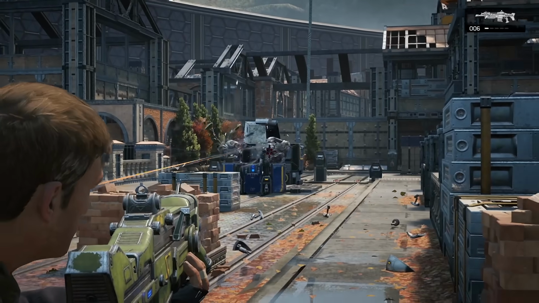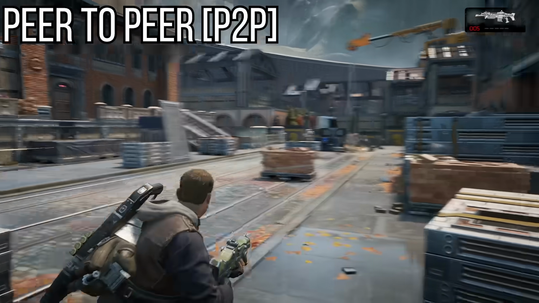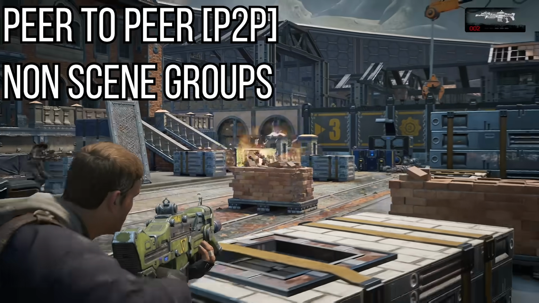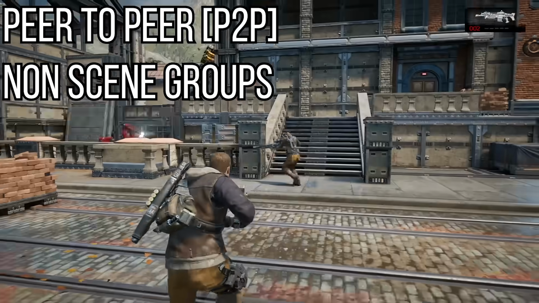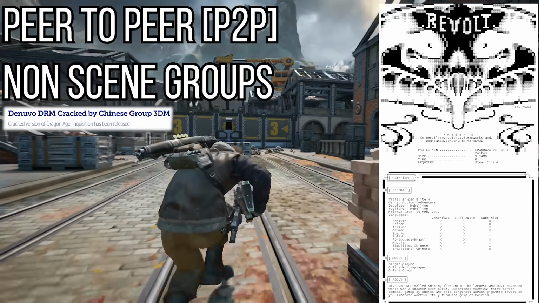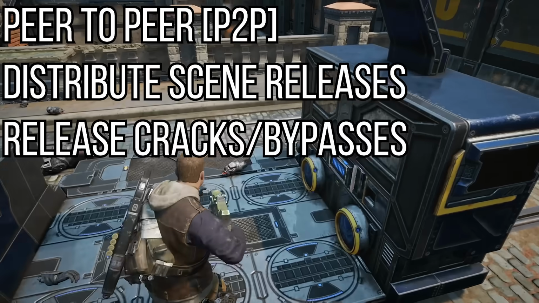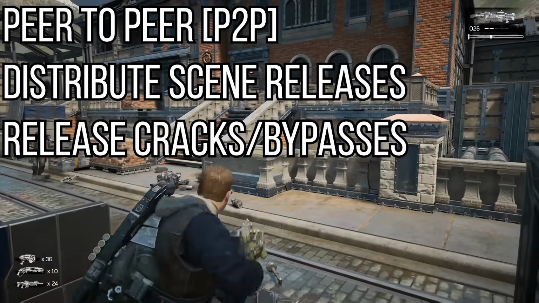Let's move on to the second category of pirate groups, peer-to-peer. Broadly speaking, peer-to-peer is an umbrella term for all non-scene groups, with 3DM and Revolt being the two most notorious. Peer-to-peer groups play a variety of roles from distributing scene cracks to cracking games themselves.